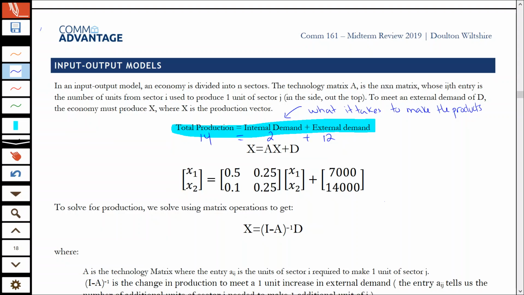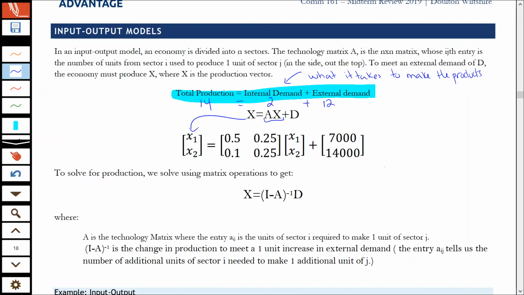Now it's not that straightforward because we have these different sectors that are interrelated to each other. So our total production is a vector x with the multiple sectors. Here we can see that we have an x of 2 sectors, x1 and x2. And so A times x gives us that internal production. And it's because in order to make a product, it actually takes many different inputs.